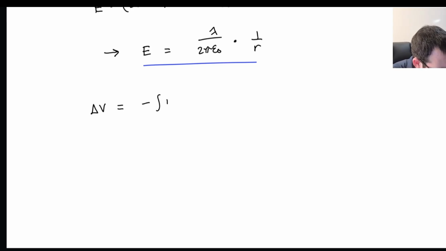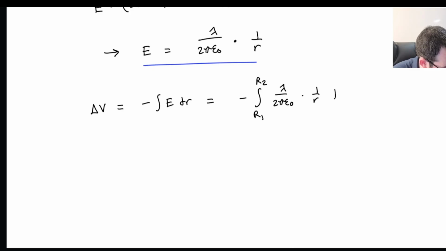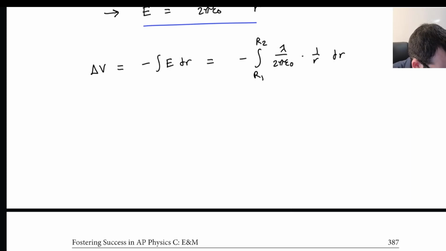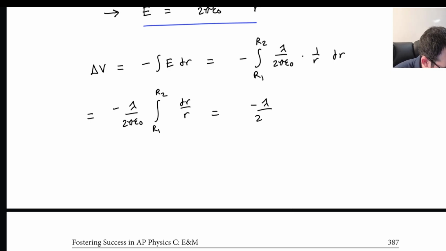Delta V is the negative of the integral of E dr, and we're integrating from R1 to R2 again. And we have a new E field expression. So we can factor out a whole bunch of stuff again. So we get negative lambda over 2 pi epsilon naught times the integral from R1 to R2 of dr over r. And that one is special because that's going to be natural log.